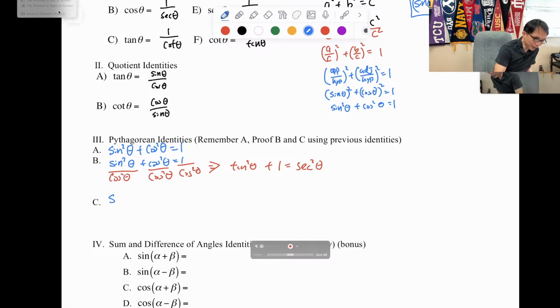Same idea, but instead of dividing by cosine, I'm going to divide it by sine.